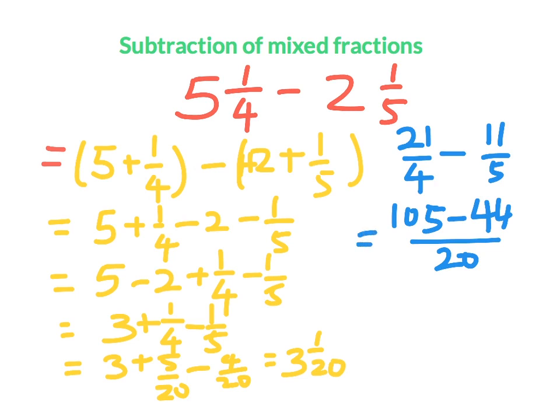So if you subtract 44 from 105, what you have is 61 over 20. So if you divide 61 by 20, that gives you 3, because 20 times 3 is 60, and then you are left with 1 over 20.